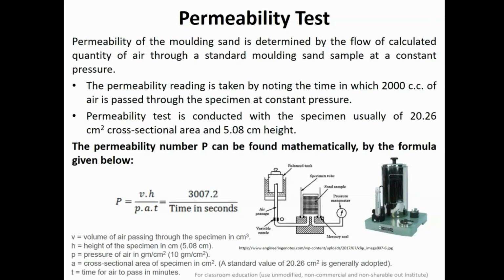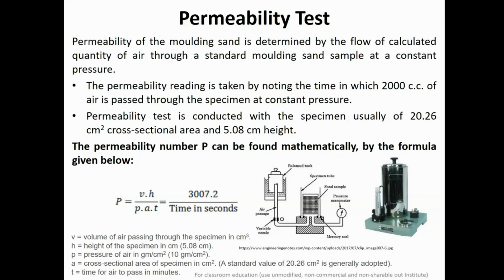If there is more permeability, then during the casting process, all of the dissolved air or other gases can easily escape. However, if the permeability is very high, it may also lead to a weak mold for the casting process. Here, the permeability reading is taken by noting the time in which approximately 200 centimeter cube of air is passed through the specimen at constant pressure. That constant pressure is about 10 grams per centimeter square.